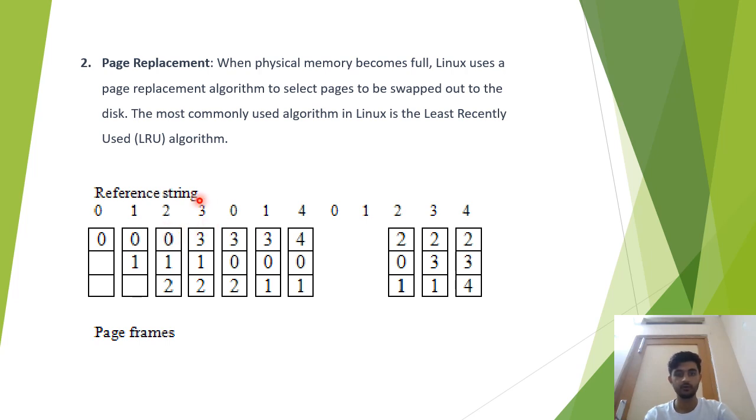now the string asks for page 3. As per the algorithm, the least recently used page is 0. So page 0 will be swapped out to the disk, and page 3 will be allocated a frame in the main memory. And similarly, using this algorithm, we can allocate frames to the pages in the main memory for the further string.